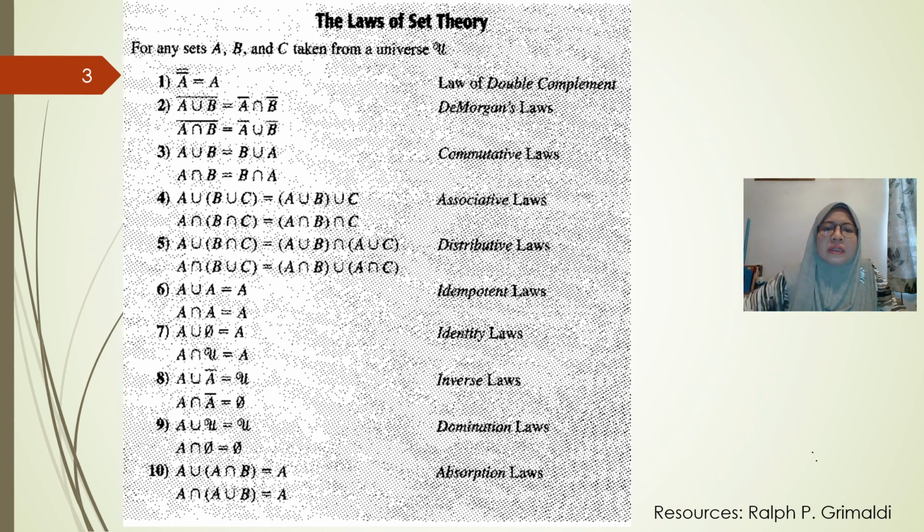The first one here is double negation, where we apply the double negation, which is the complement of the complement of A, and it is equivalent to A. Next we have De Morgan's laws, and then commutative laws, and after commutative laws we have associative laws. Next we have distributive laws, followed by idempotent laws, and the seventh law is identity laws, followed by inverse laws, and next is domination laws, and the last one is absorption laws. We will discuss these laws of set theory further in the next slide.